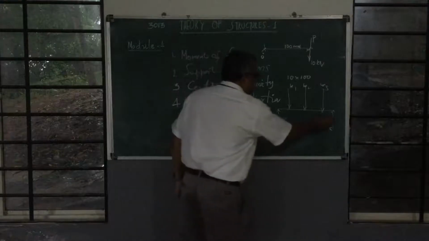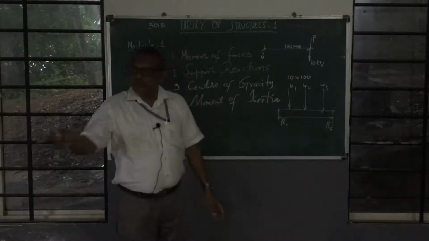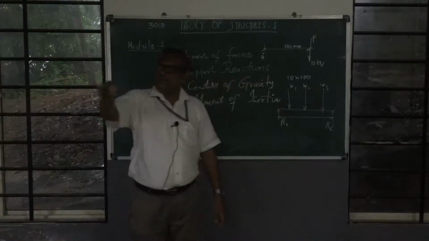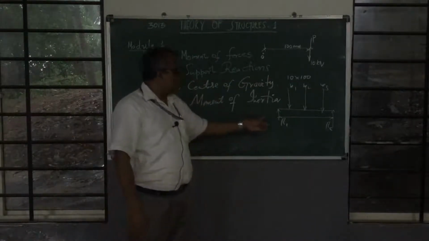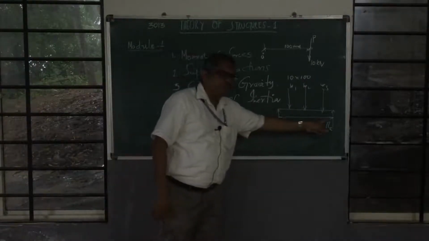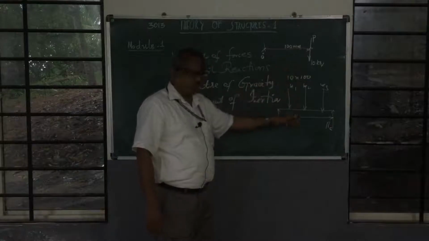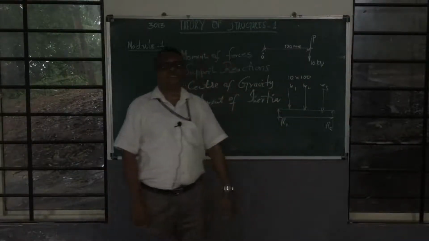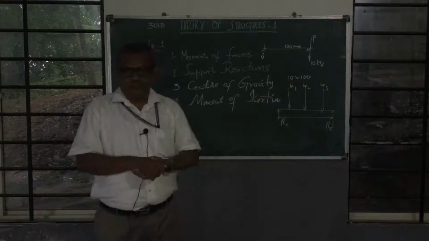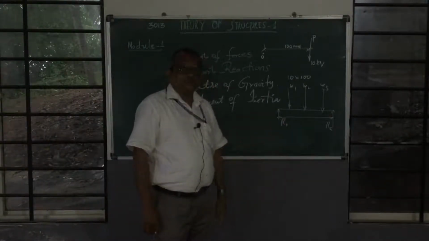Span means the horizontal distance between the two supports. Suppose this is a room, the distance from wall to wall is the clear span of the room. Like that, this is the span of the beam, and these are the external loads vertically downwards. These are the two reactions acting vertically upwards. So how do we find the magnitudes of R1 and R2?